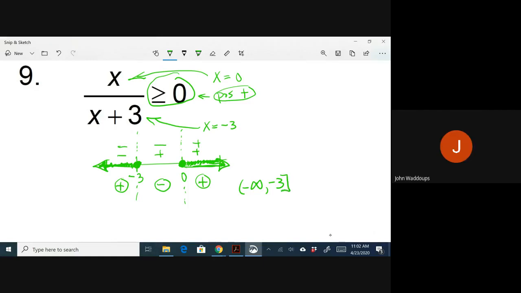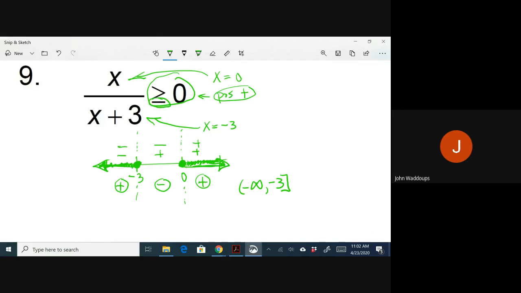Why? Because it's closed. It's said to be closed at -3 because it can be equal to -3. If it was a parenthesis, it could go to -3.1 or -3.01 or -3.00001, but it can't actually be at -3. But this interval can be right at -3 and can be equal there because of this little equal sign down here, greater than or equal to 0.